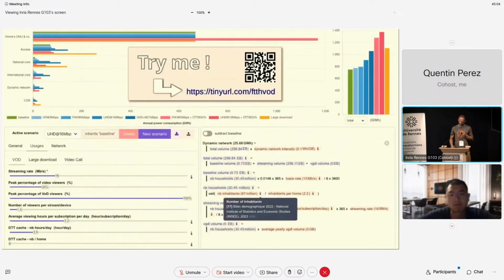And this is the last slide, just to tell you that you can try our model online to make your own scenarios and to adjust all the parameters according to your own expertise and own assumptions. So thank you for your attention.